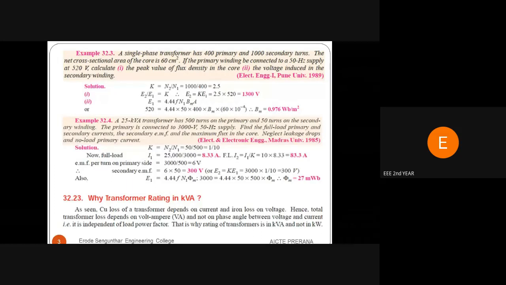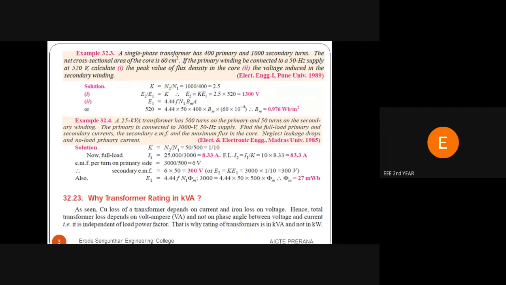Here, problem number 1: a single phase transformer has 400 primary turns and 1000 secondary turns. The net cross-sectional area of the core is 60 centimeter square. If the primary winding is connected to a 50 hertz supply at 520 volts, calculate the peak value of flux density in the core. Second, the voltage induced in the secondary winding.